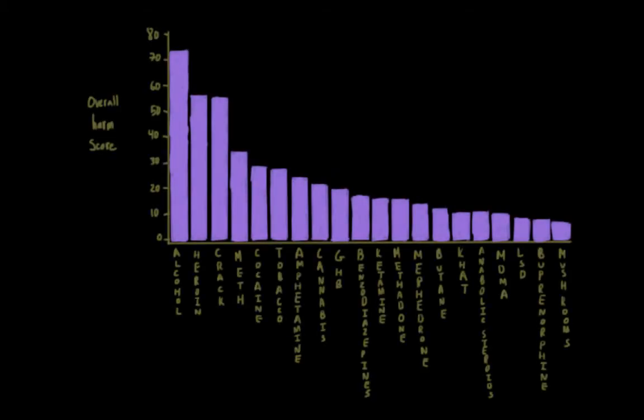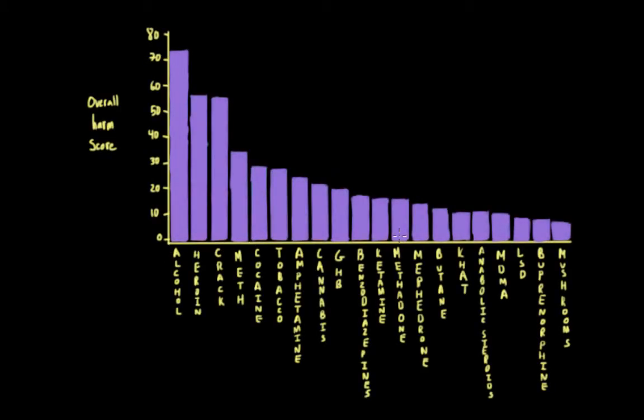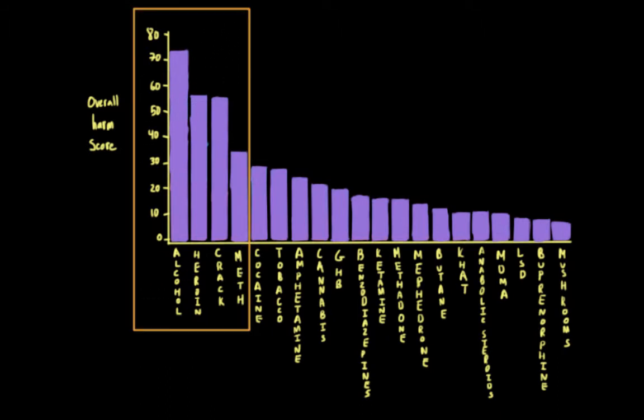And I included all of the drugs that they talked about in their study, in case you want to pause the video and take a closer look, but I'm just going to focus on the results for a few of them. So I'm just going to point out a few specific things. First, you will notice that alcohol is rated as the most harmful drug by far, and that this is followed by heroin, crack, and meth.